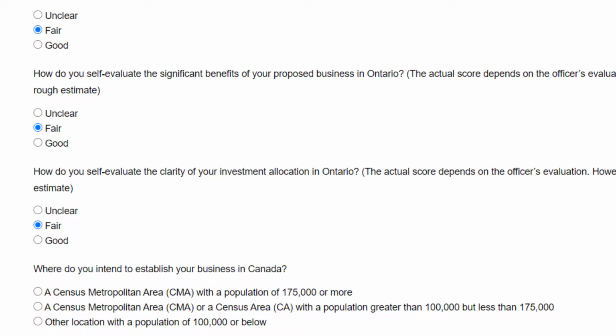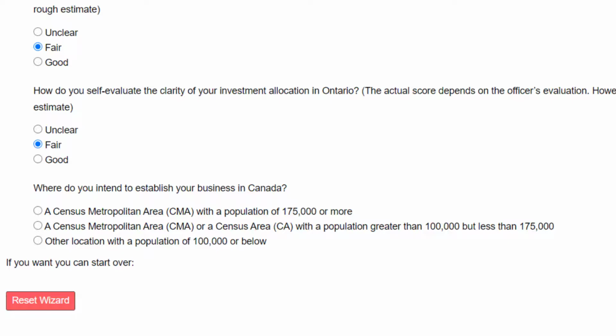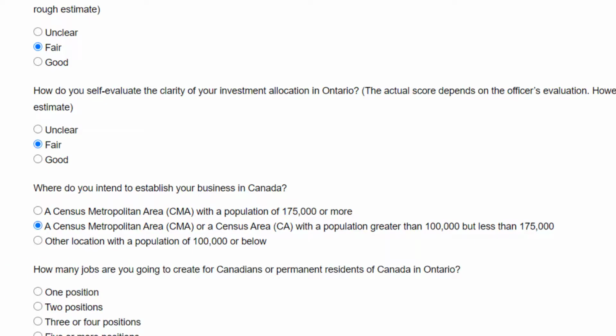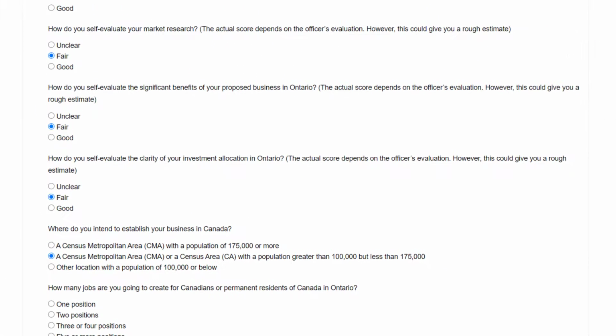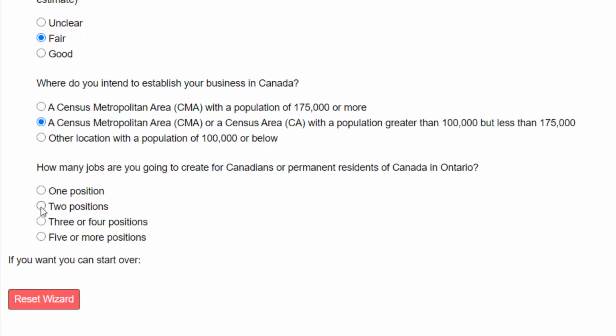And then the next question is: where do you intend to establish your business in Canada? Now here, if I select my destination is somewhere that the population is less than 100,000 people, I receive extra points for that. And that's why I picked outside GTA, because we have this option. So let me just pick this option that it will be somewhere that the population is between 100,000 and 175,000. I still receive some points because of that. And then the next question is: how many jobs are you going to create for Canadians or permanent residents of Canada in Ontario? And then I say I would like to create 3 jobs, 3 to 4 jobs.